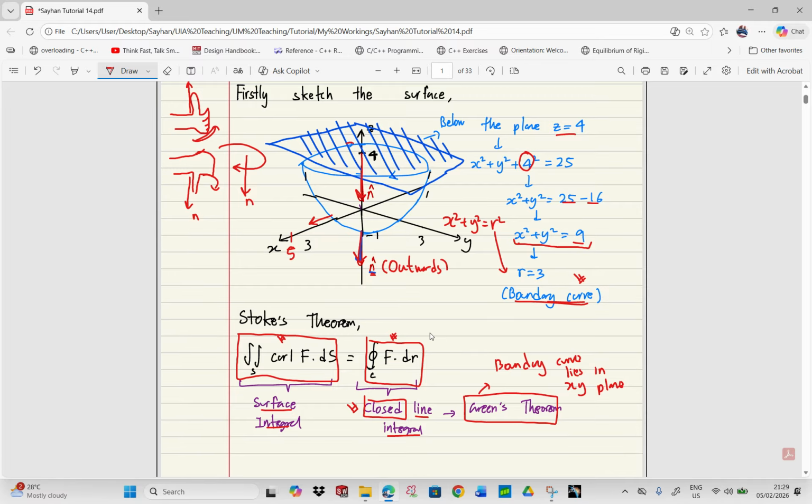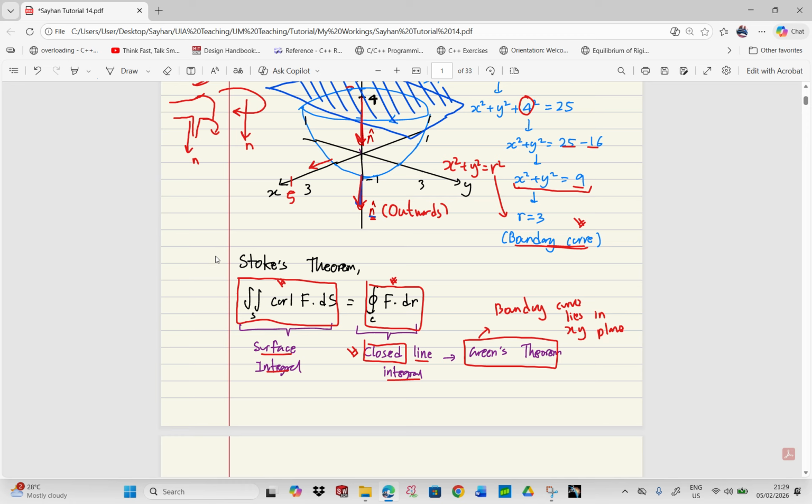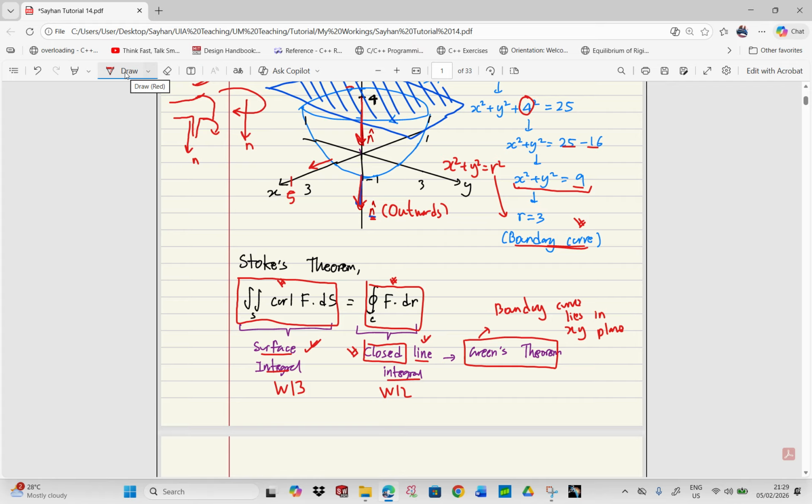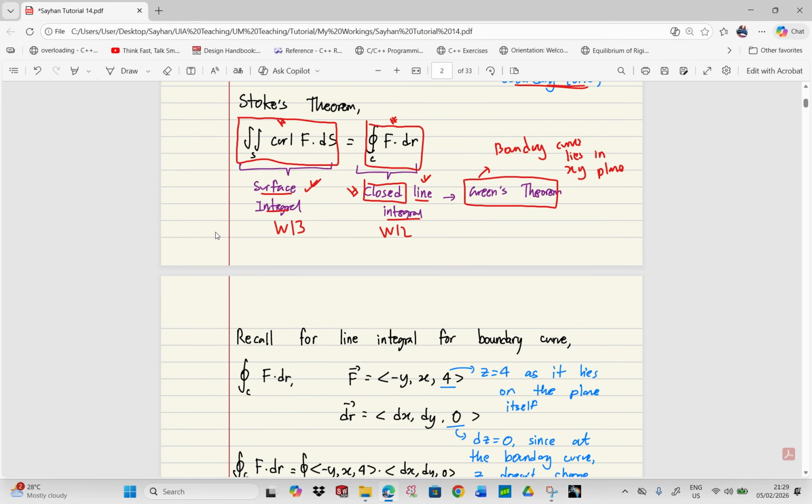So that's the relationship, and you can actually use any of them to solve the problem. You can either go for the surface integral approach or the line integral approach as well. Which we have covered in week 13 of the tutorial, and line integral in week 12. So you can refer to those tutorial notes if you want to recall. If I'm not mistaken, I think I proceeded with the line integral method.